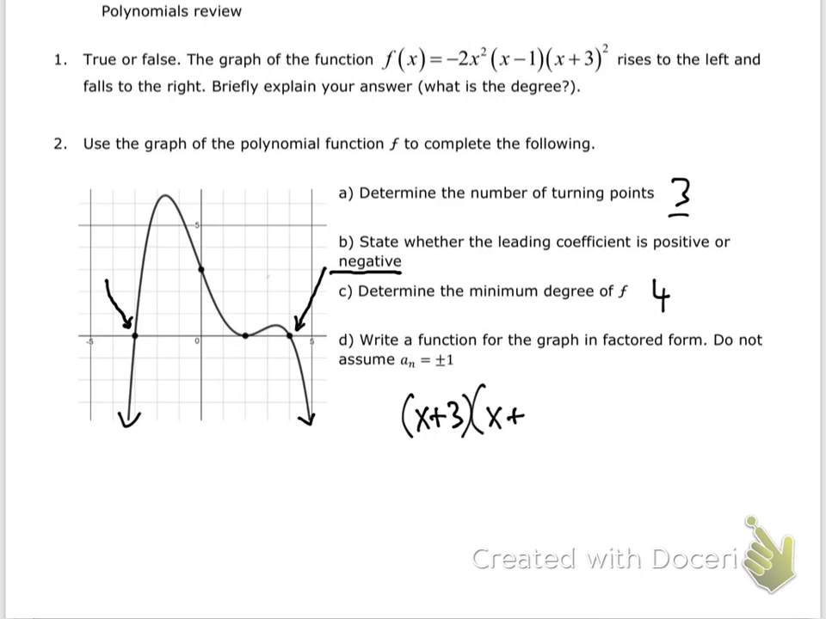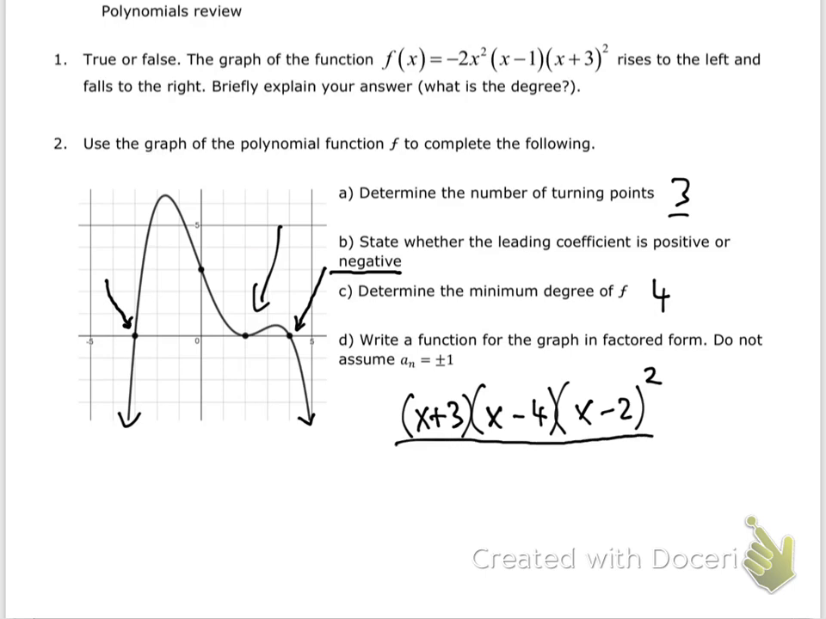Sorry, get rid of that. The positive 4 has come from x minus 4. And also the positive 2 here has come from x minus 2. But look, it touches and turns, which means it has a multiplicity of 2. So I'm going to write that there. So that's what I have so far.